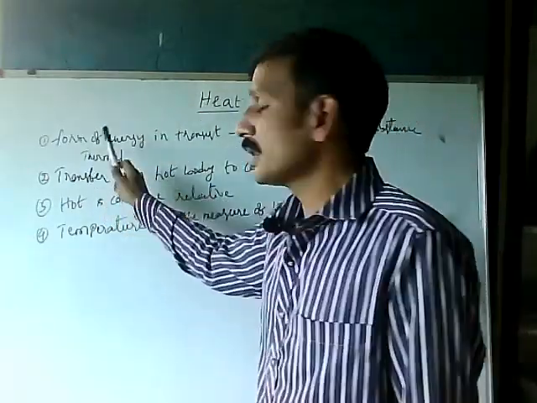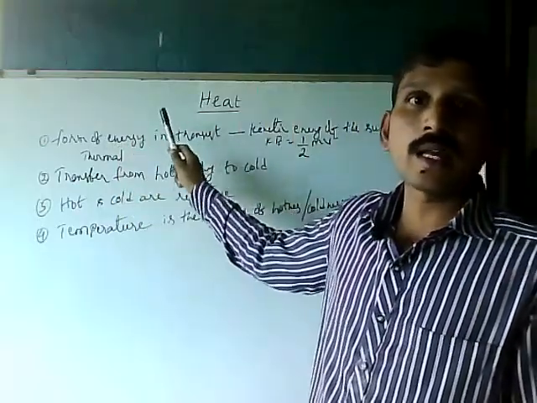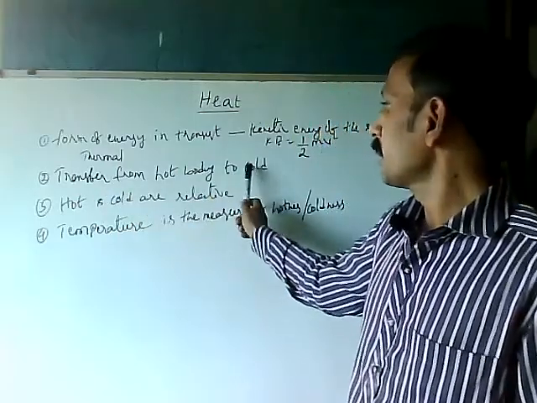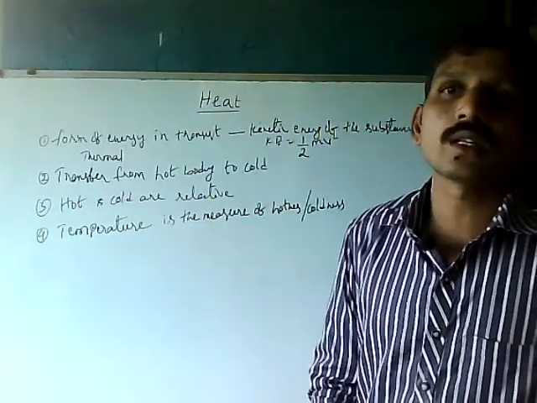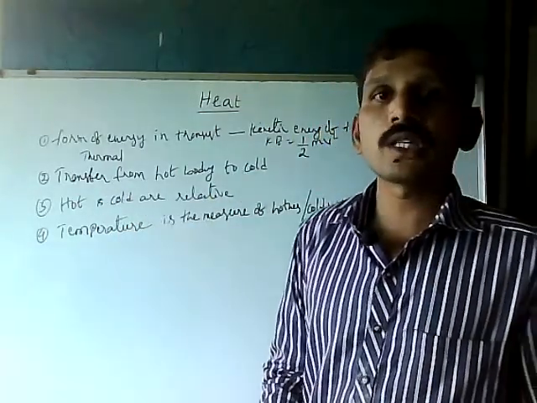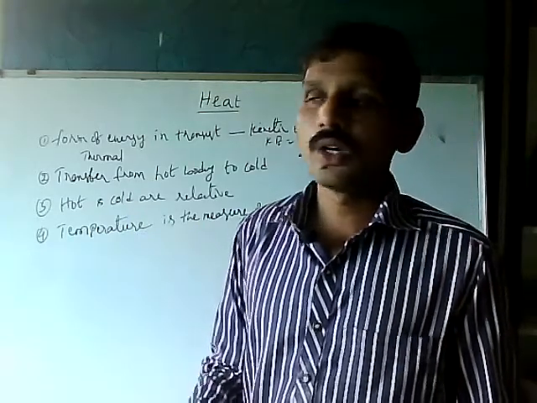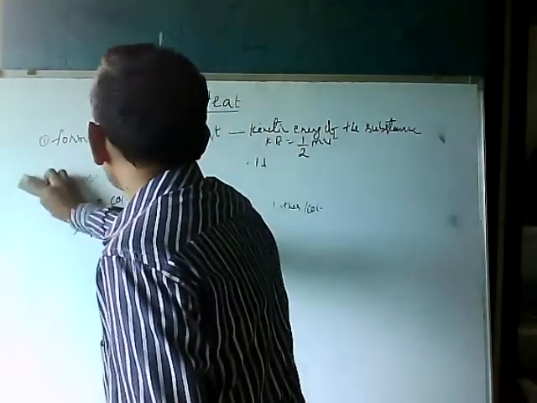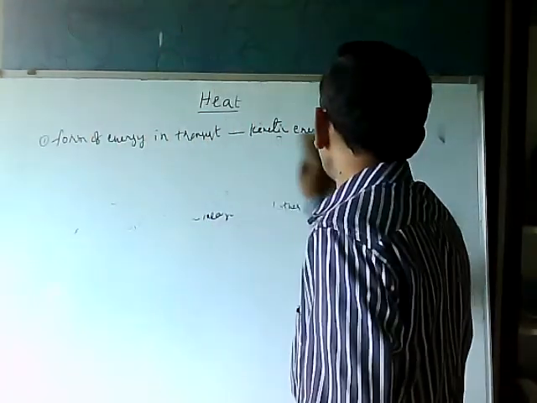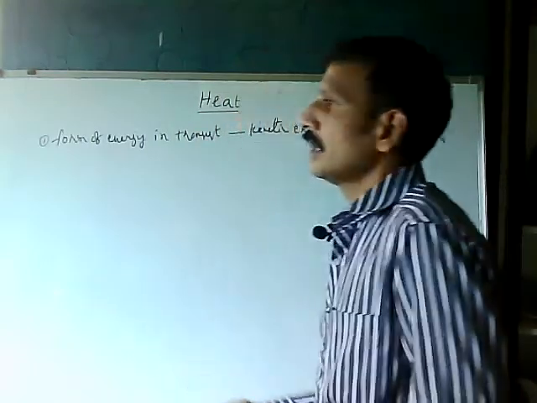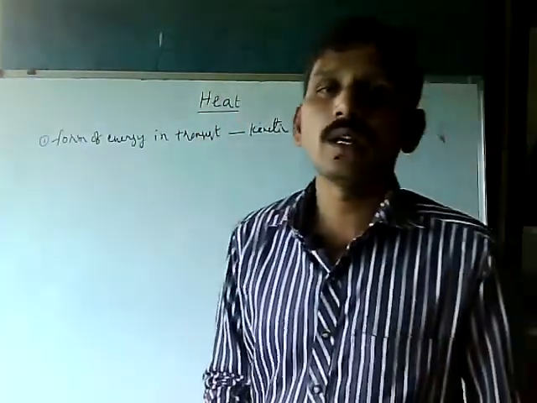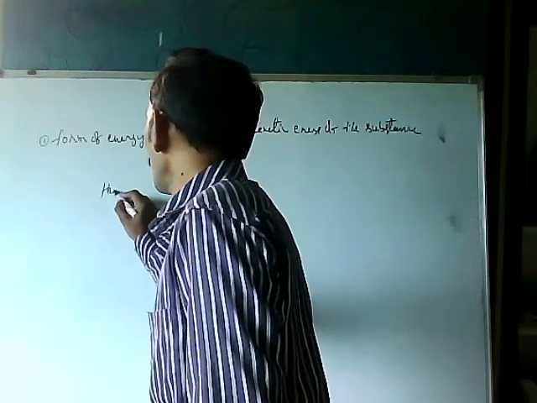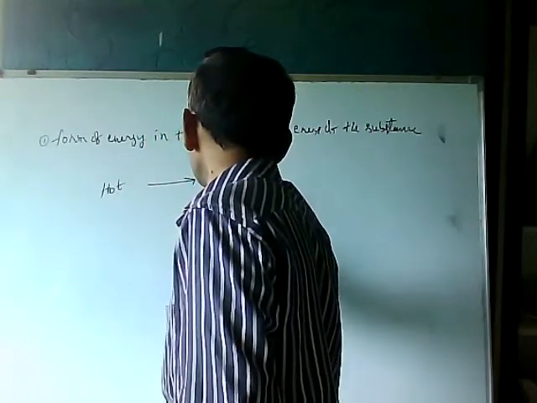So heat is a form of energy which is in transit, that is, transferred from a hot body to a cold body. Hot and cold are relative words. Temperature is the measure of hotness or coldness. What about heat? How long does heat transfer from the hot body to the cold body? Either the total heat transfers or a lesser amount of heat transfers. The heat energy transfers from the hot body to the cold body.